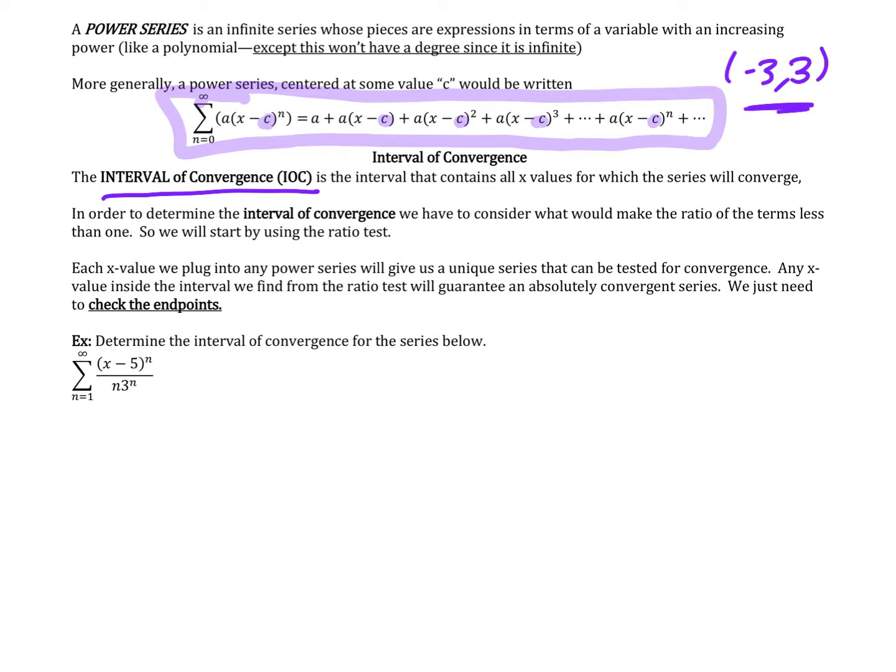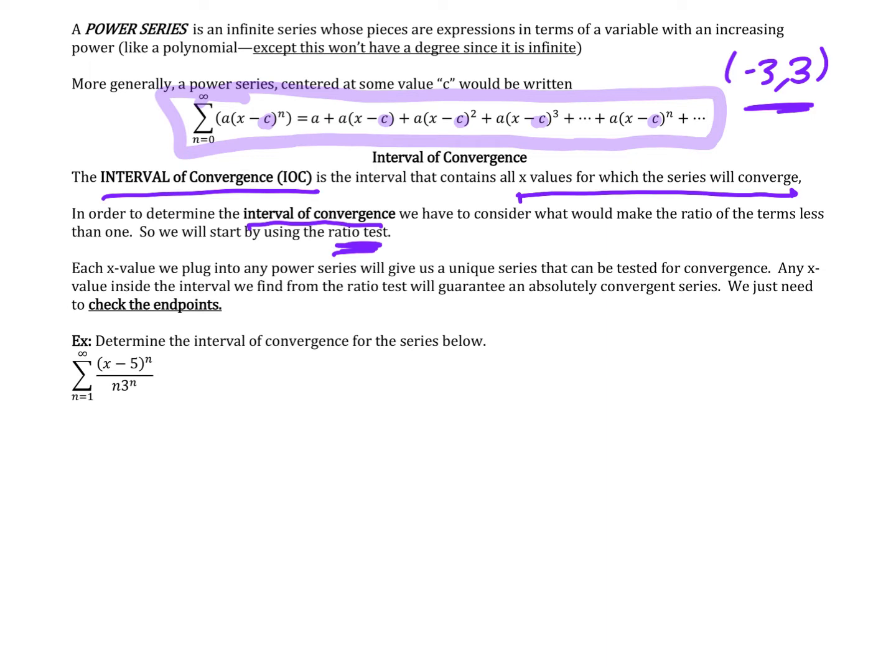So the interval of convergence is the interval that contains all of the x values that will permit the series to converge. We just found the interval of convergence for that last geometric series, but we're going to talk about how to find the interval of convergence for any series. And the easiest way to do that is to actually start by using the ratio test. So in order to determine the interval of convergence, we need to consider what would make the ratio less than 1, just like we did with the ratio test.